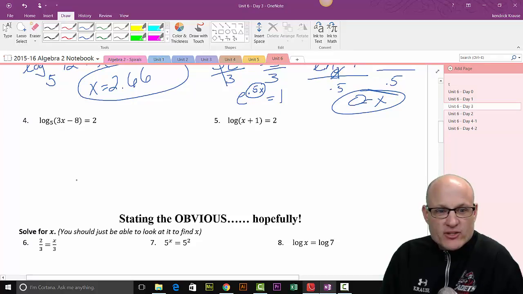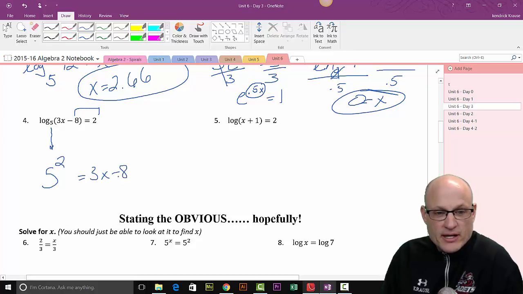All right. Change the form. So it's all about that base. Copy over the base, 5. And then these two change places. 5 squared equals 3x minus 8. Thank goodness I don't need my calculator on this one. This is 25 plus 8. So that's 33 equals 3x. Or x equals 11.